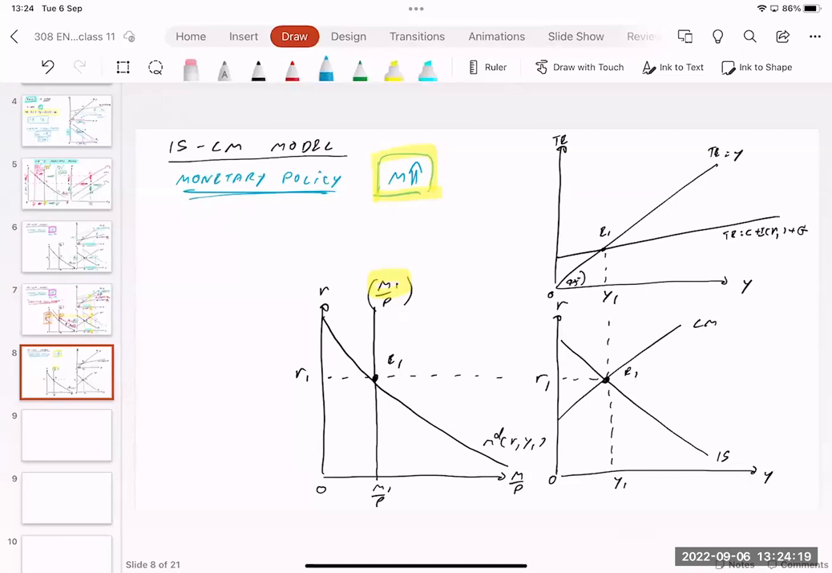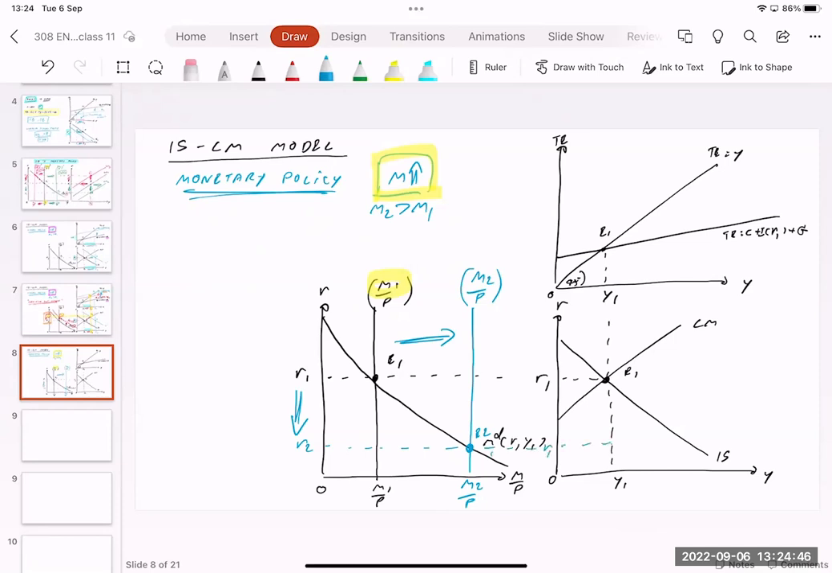When the central bank increases M, the real money supply shifts to the right. This is M2 over P. Let's say M2 is greater than M1. Then, as you can see, the equilibrium point changes from E1 to E2, and as a consequence, the real interest rate goes down from R1 to R2. The real interest rate goes down a lot. Link it to the right.